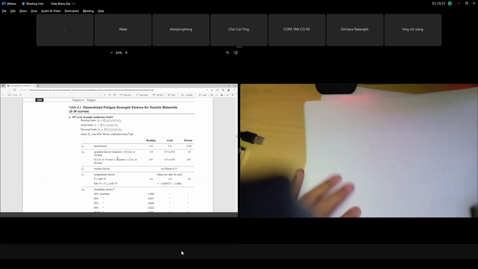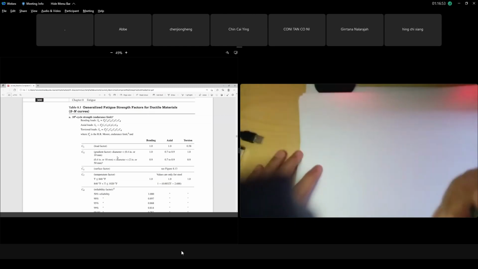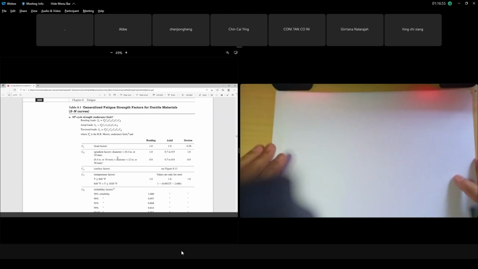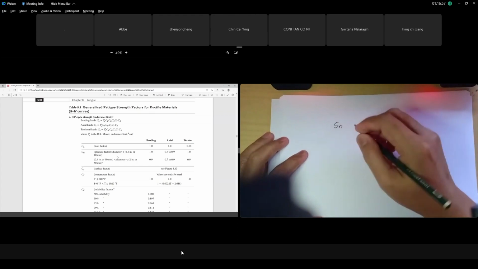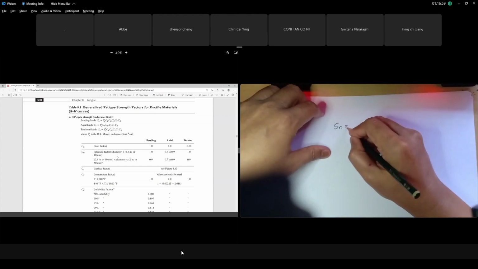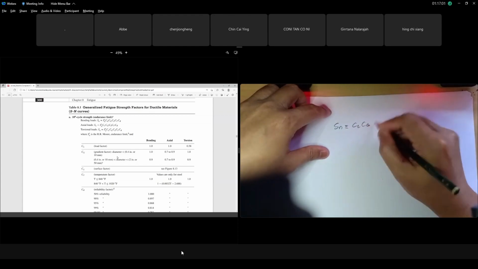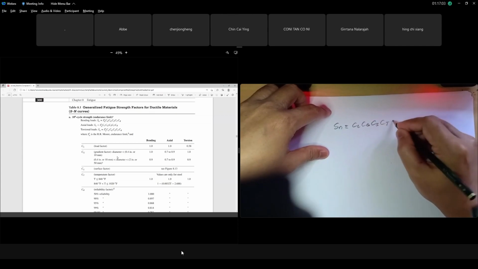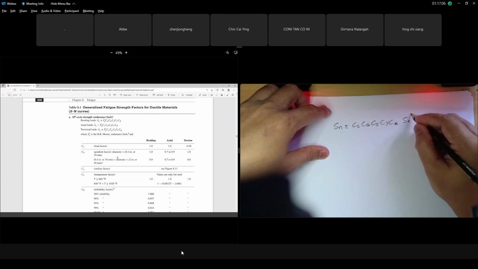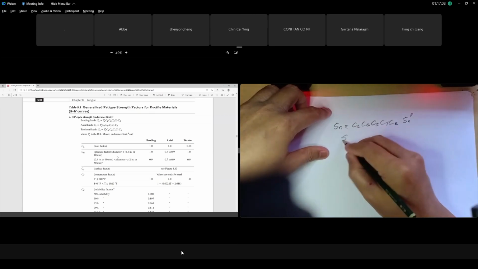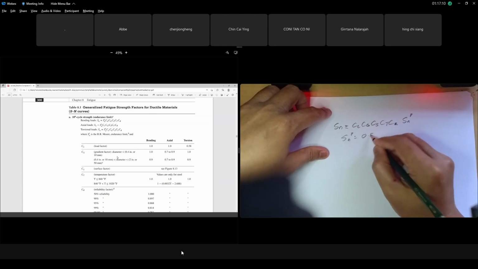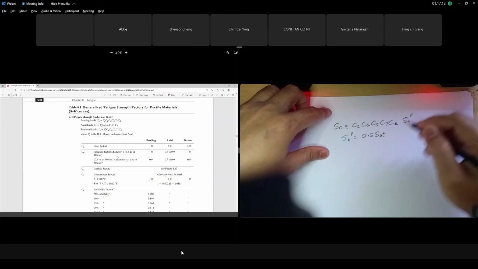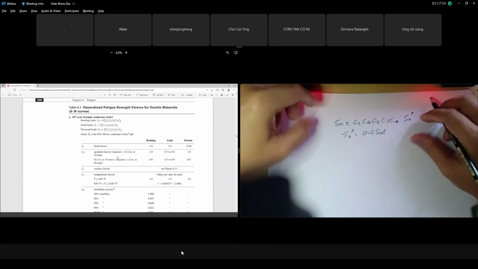Right. Okay, endurance limit. If you look at my live video again, endurance limit. Our endurance limit, you calculate first. Normally, if I say you calculate this one, SN is CL, CG, CS, CT, CR, SN prime. Okay, we know that SN prime, we straight away get 0.5 of your material SUT, times 0.5 in megapascal.